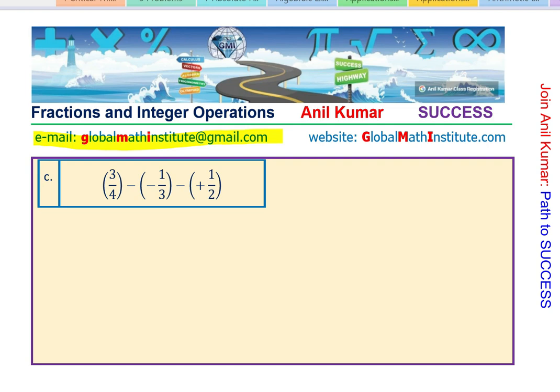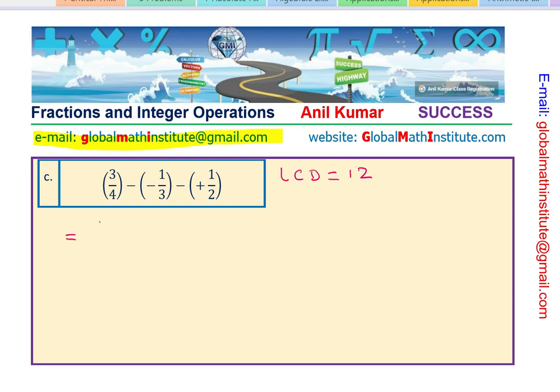So lowest common denominator is what? Very simple. 4 times 3, 12, right? So 12 is also a multiple of 2. So we'll make each as 12. So now let's begin. We can start with opening the brackets.